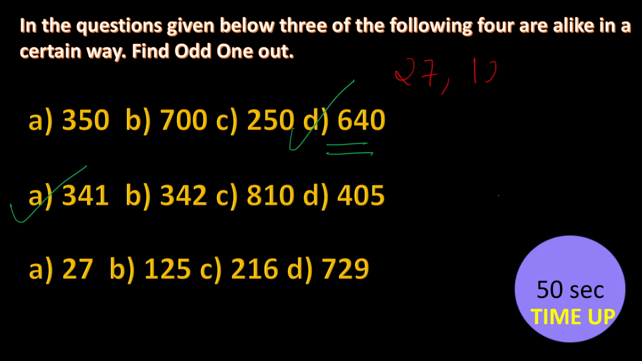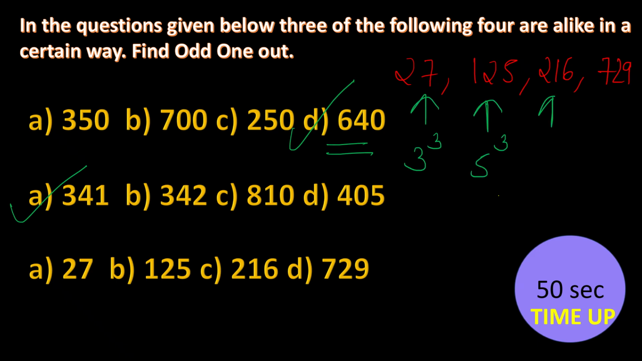Clearly you can see that these are all cube numbers, right? This is your 3 cube, this is your 5 cube, this is your 6 cube, and this is your 9 cube.